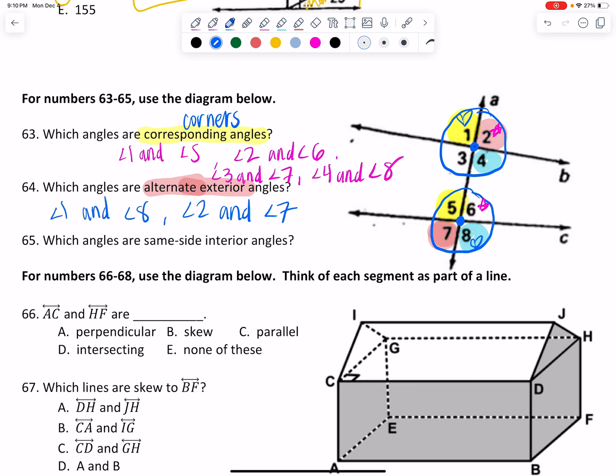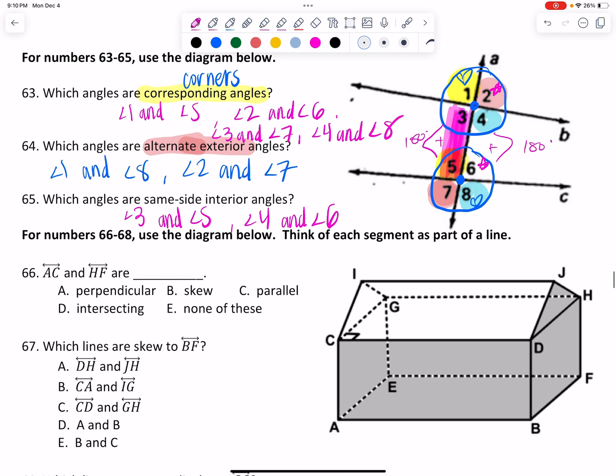Those are alternate exterior. Which ones are same side interior? Which ones are sitting on the same side of the transversal on the inside of those parallel lines? That would be 3 and 5. Angle 3 and 5. And then angle 4 and 6. And remember that same side interior angles are supplementary. So those would add up to 180 degrees.